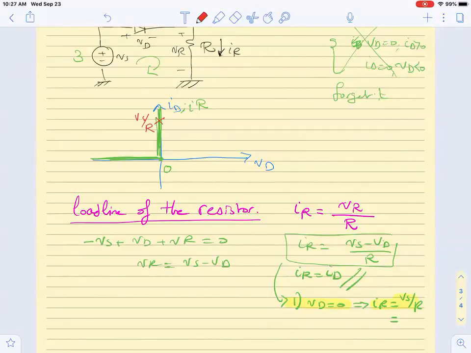Well, the second point that I am interested in is when IR is equal to 0. What would be the load line as a function?